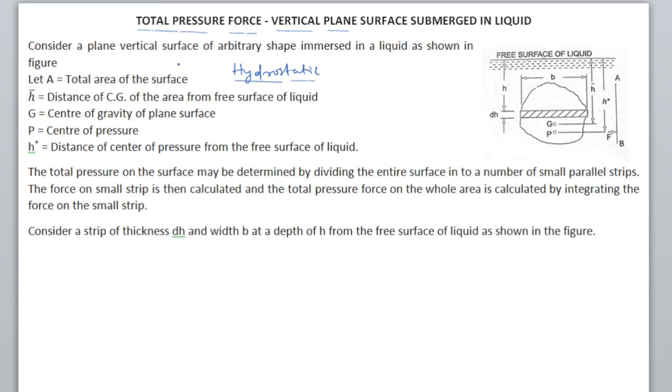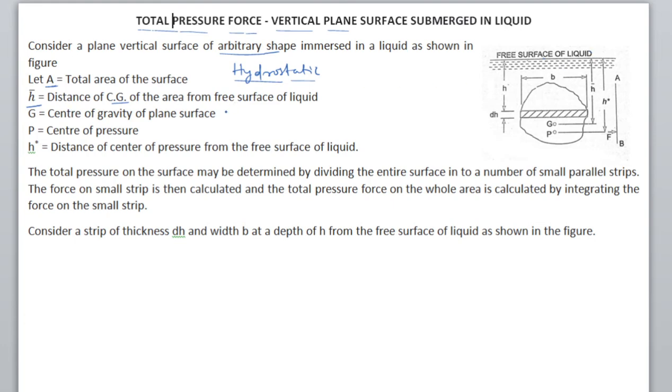So what we are doing is considering an arbitrary shape immersed in liquid as shown in the figure. A is the area of this arbitrary surface, the total area. H bar is the distance of CG, the center of gravity of the area, from the free surface of the liquid. G is the center of gravity of this arbitrary area, and H bar is the distance between the center of gravity and the free surface of the liquid.